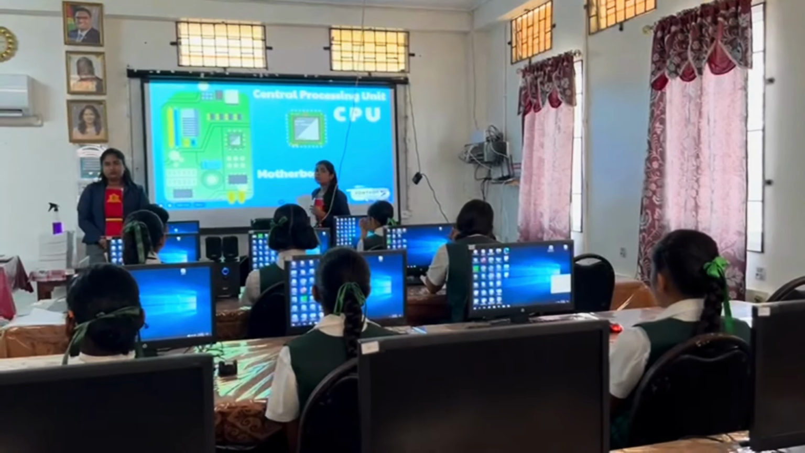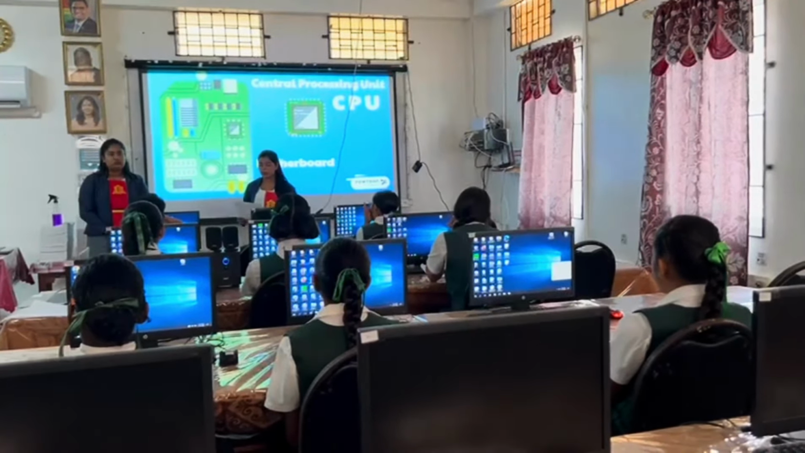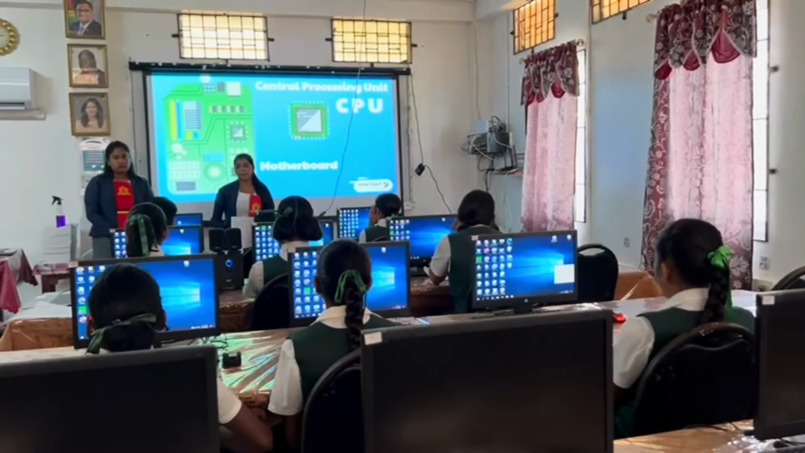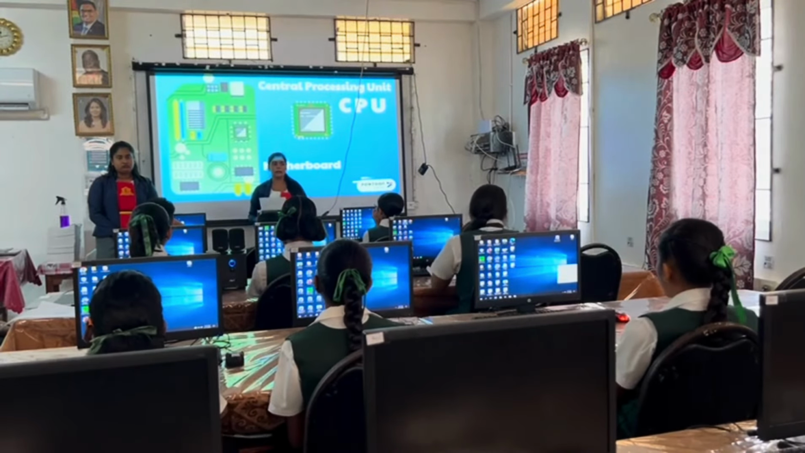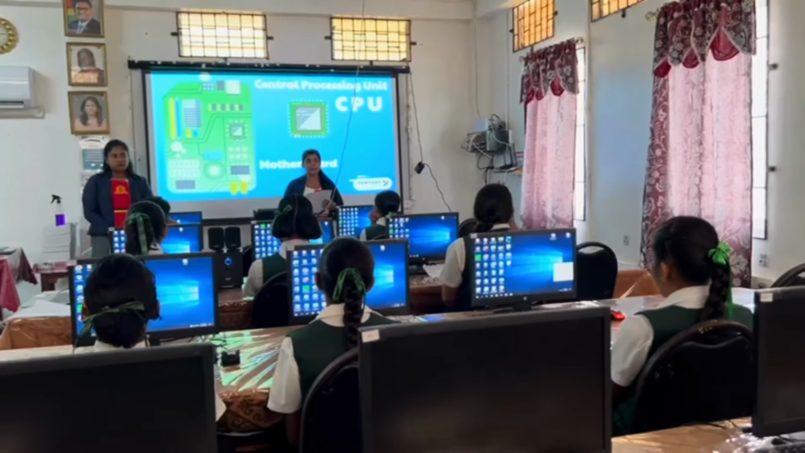Good. So the first part of the computer we have there is what? The CPU, right? And can anybody tell me what CPU means? Let's have you.